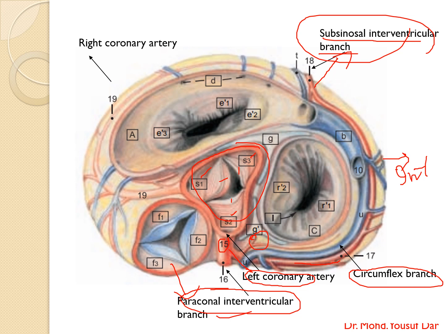Now coming to the right coronary artery, it arises from this sinus, the anterior aortic sinus. Here it passes between the pulmonary artery and the right atrium. Then it curves around the lower border of the atrium, and this is the right coronary artery.